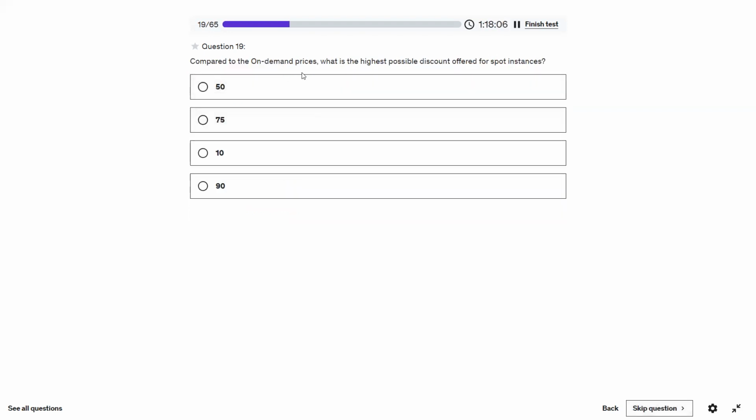Compared to the on-demand price, what is the highest possible discount for Spot Instances? For Spot Instances, the highest discount is 90%. For Reserved Instances, we get 75%, but Spot means my application is fault tolerant, and my EC2 instance can be terminated anytime. So only for fault tolerant applications can we use Spot Instances, because we can get 90% discount.